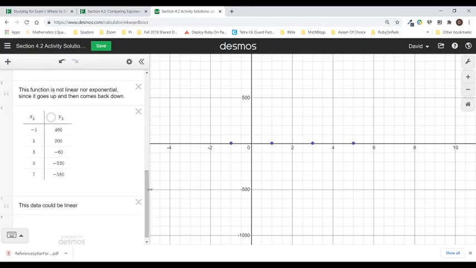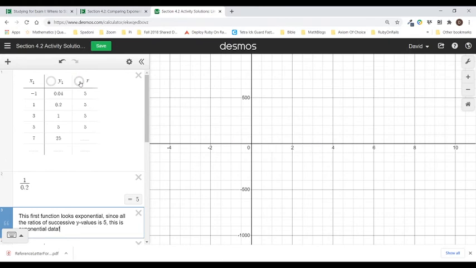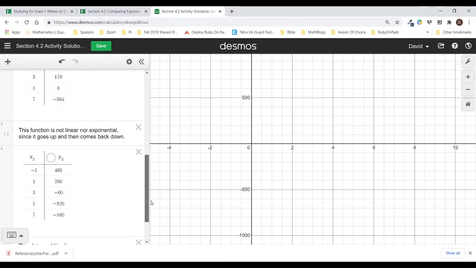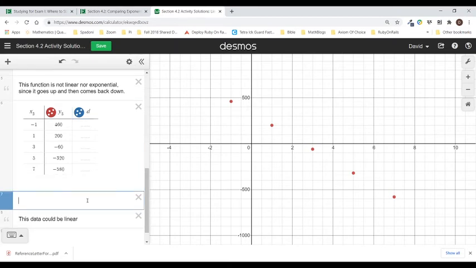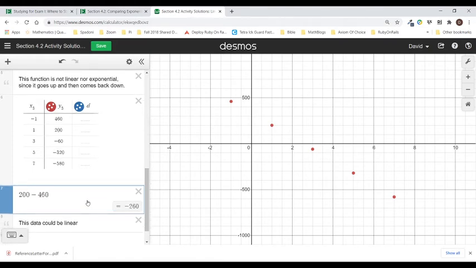Now I'm going to go back to the last one, turn off my exponential data, go back to what might be linear data, and what I want to do is just make an extra column like we did before. I'm going to call these D for differences, and what I want to do is take each y value and subtract the previous one. And I want to use this extra little row right here for the calculator. So what I want is 200 minus 460. I think that's minus 260. And that's fine. For the next one, I'm going to take minus 60 minus 200, and that's minus 260.